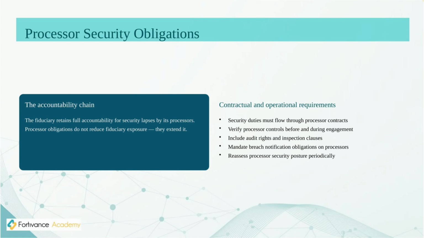You chose them, you trusted them, and the consequences land on you. Data works the same way. If your processor suffers a breach because of weak security, that's still your problem, and your data principals are still harmed. So the framework expects security to flow down the chain. When you engage a processor, you need contractual arrangements that bind them to appropriate security measures. You can't just assume they'll do the right thing.